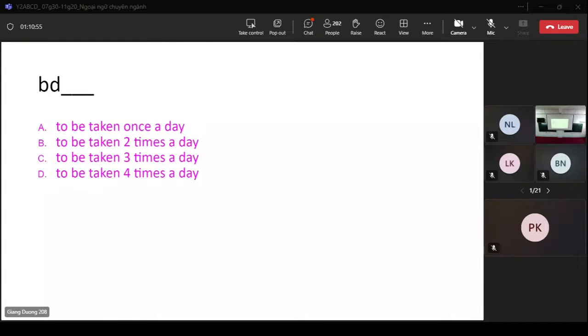BOD. Q means quarter. Quarter means quarter 4. Q quarter 4. And OD.